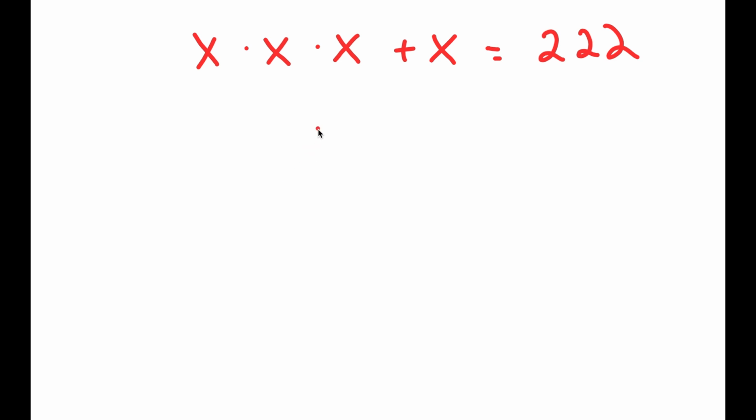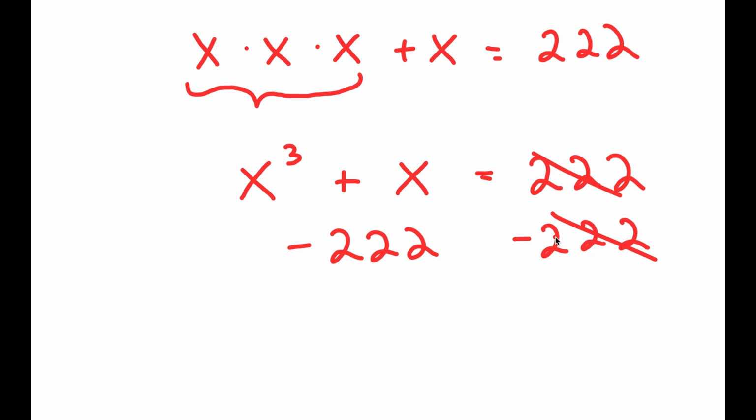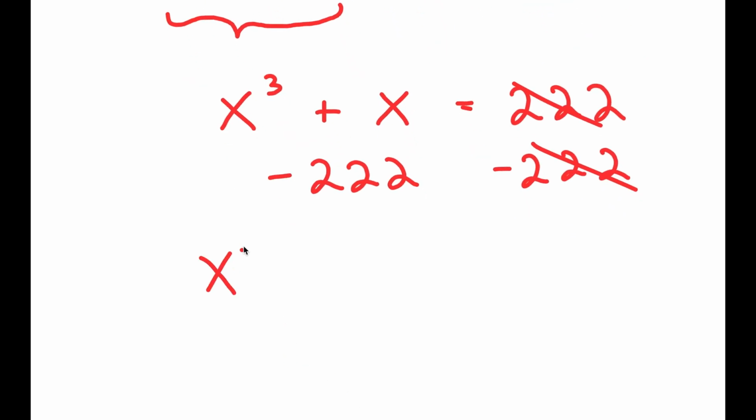So what I'm first going to do is multiply these three x's. So x times x is x squared, and x squared times x is x to the power of 3. So I get x to the power of 3 plus x is equal to 222. Now from here, I'm going to subtract 222 on both sides. So these two cancel out, and I get x to the power of 3 plus x minus 222 is equal to 0.